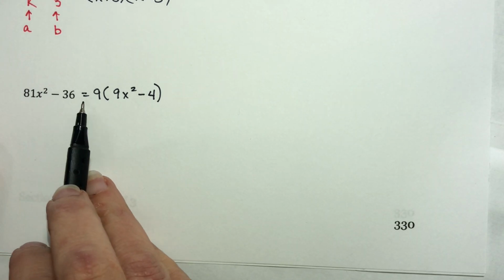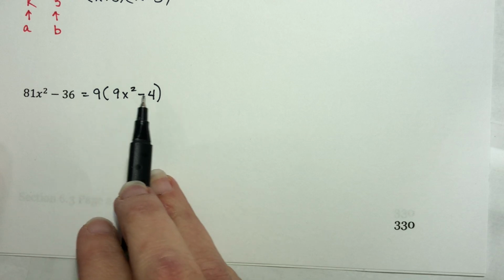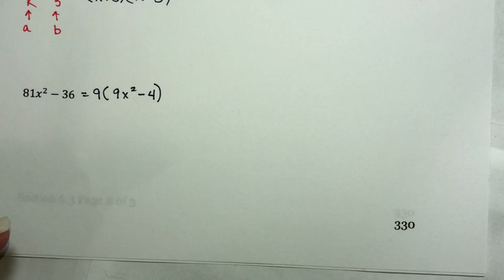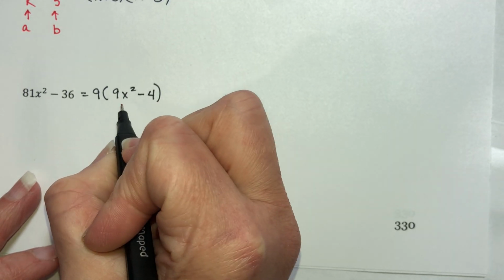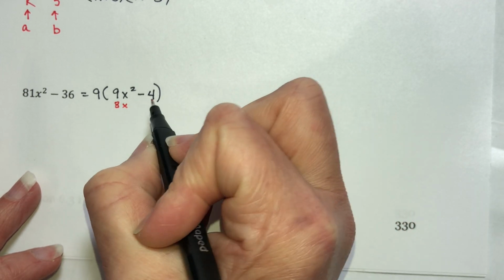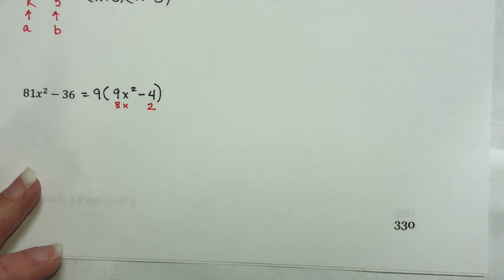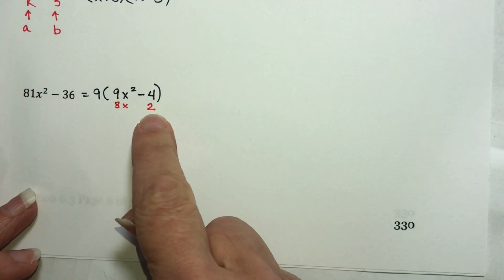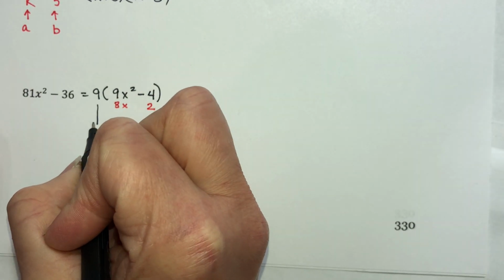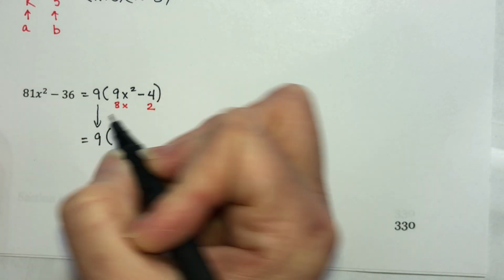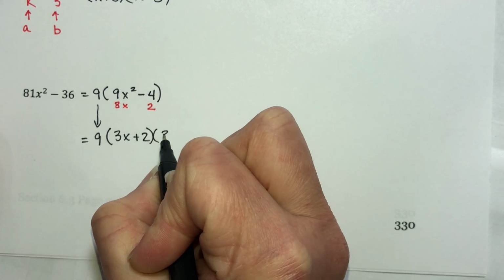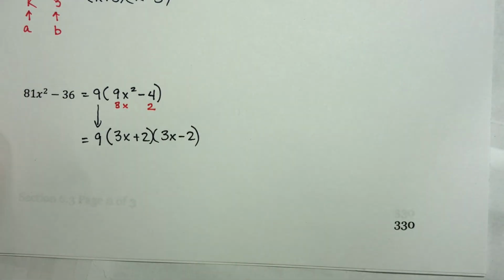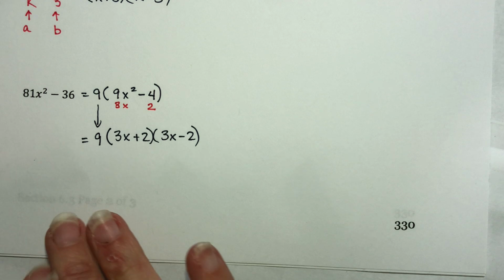If you had perfect squares here and you have a GCF, you're going to have perfect squares in here as well. Okay, so let's talk about what our square roots are. The square root of 9x squared, you take the square root of each piece. This is going to be a 3 and an x, and this is going to be a 2. So this is my A, this is my B. The 9, as a traveler, we cannot lose it. So it's 9 times 3x plus 2 times 3x minus 2. Your answers are always to factor completely, so you want to make sure nothing else breaks down any further.